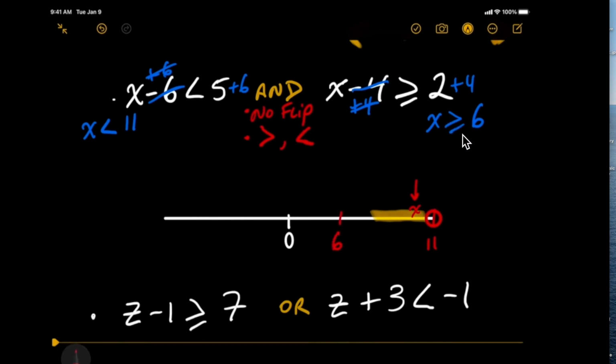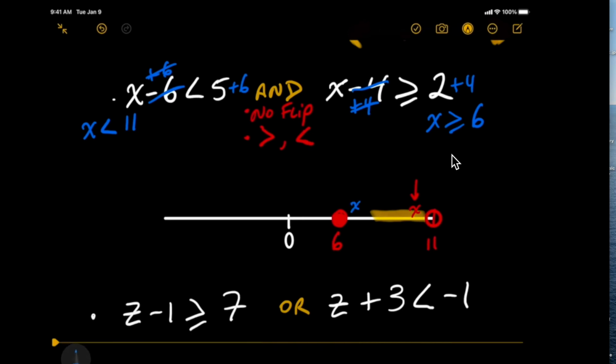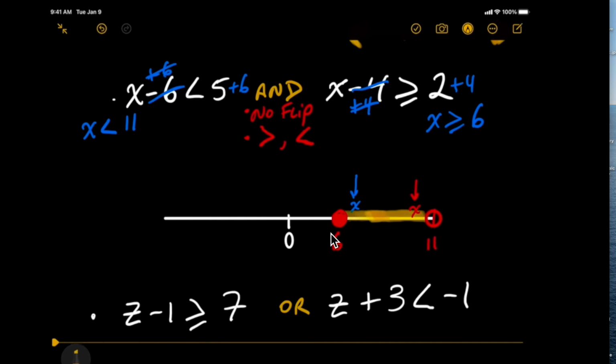Because this is a greater than or equal sign, I'm going to use a closed circle. I'm going to put a little x on either side of that 6. Let's use a different color. I'm going to go back to my problem. They're looking for the region where x is greater than 6. Which of these two x's is greater than 6? The answer is that one. So I'm going to discard the other x, and I'm going to shade the region that contains that x.